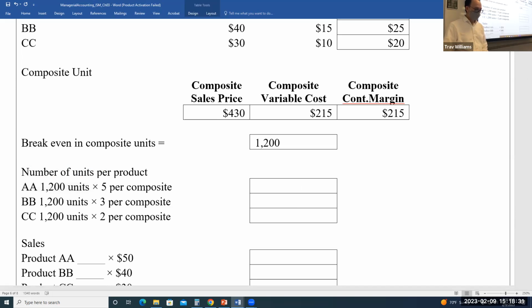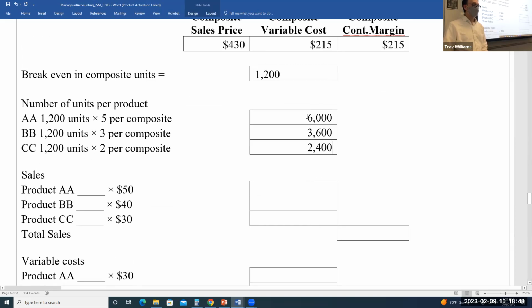So 1,200 times 5. How many units of double B? 1,200 times 3. And how many units of double C? 1,200 times 2. Okay, you with me so far?